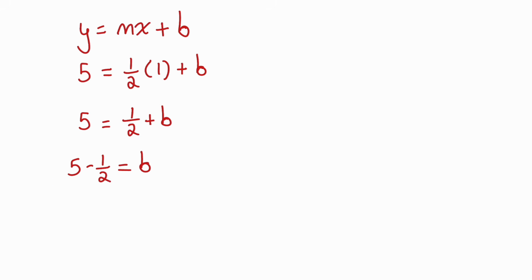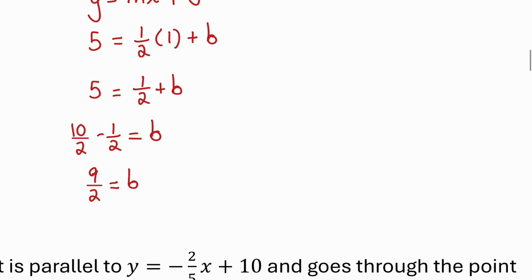If I multiply top and bottom by 2, that becomes 10 over 2. So I have 10 over 2 minus 1 over 2, which is 9 over 2. Or 4.5 if you would rather a decimal value, but I'll leave it as a fraction, 9 over 2. Which means my final equation would be y equals a half x plus 9 over 2.